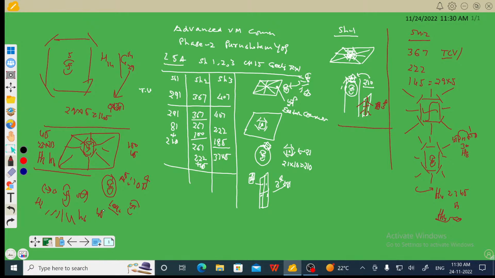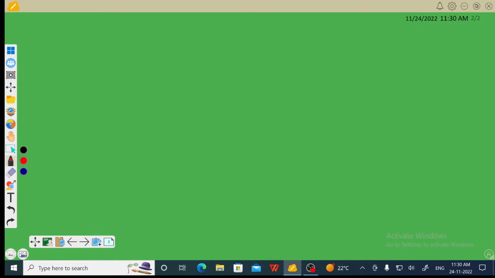Let us have a pause and let us revisit. While we will be revisiting, we will be noticing that the Shloka 1 has taken us to 291 as 210 and 81. Shloka 2 has taken us to 367 and it is 267 and 100, and then it is 222 plus 45.